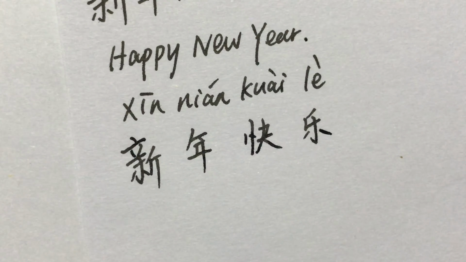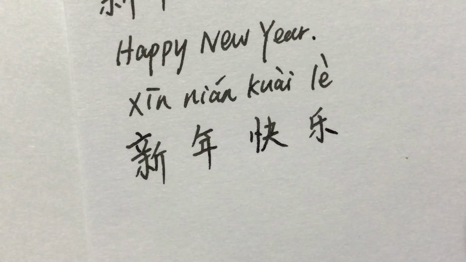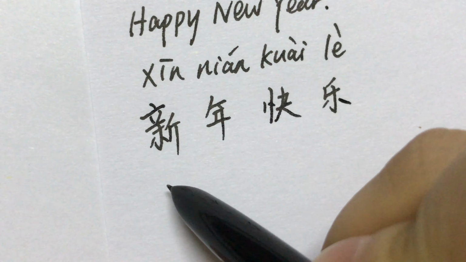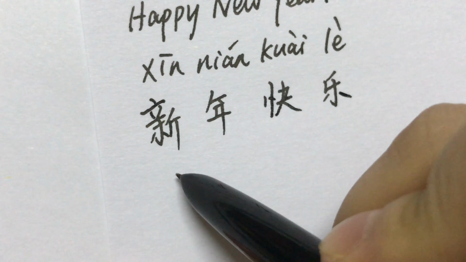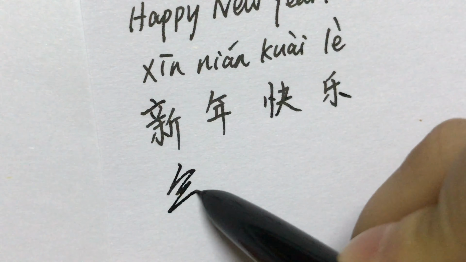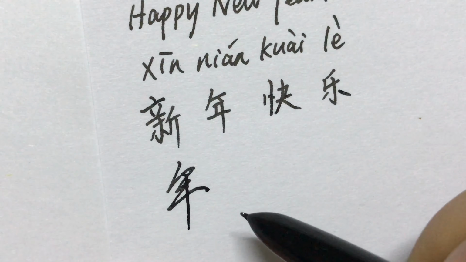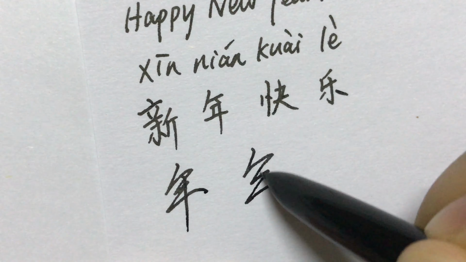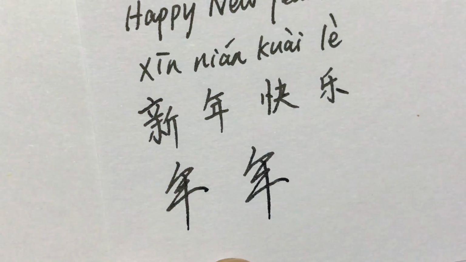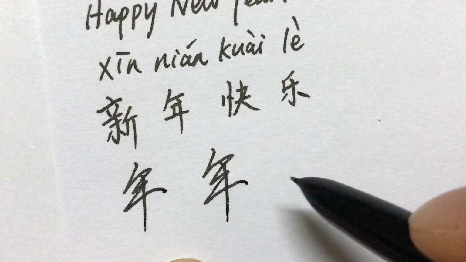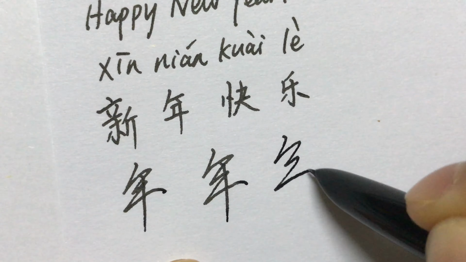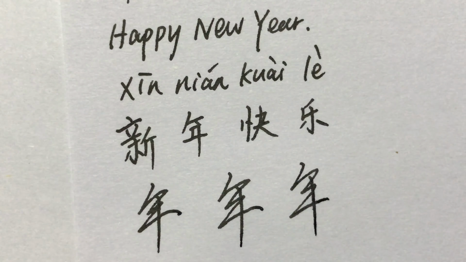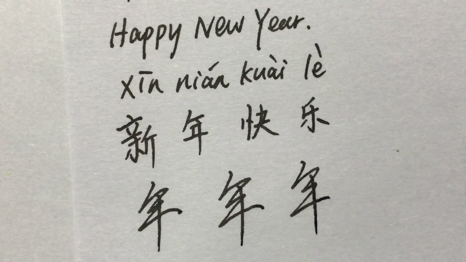Now follow me to write 年 in cursive. Basically, you can write like this. 年 年 See? 新年快乐 Happy New Year.